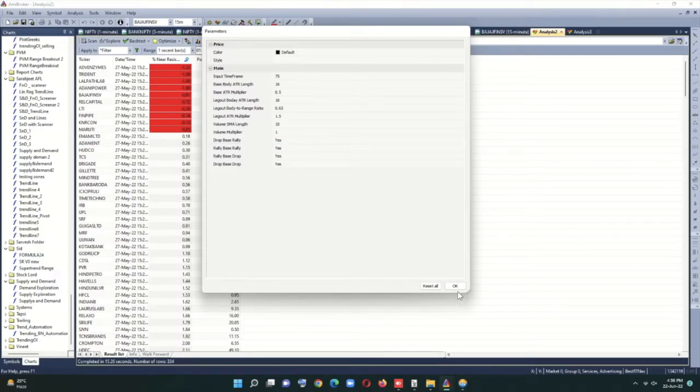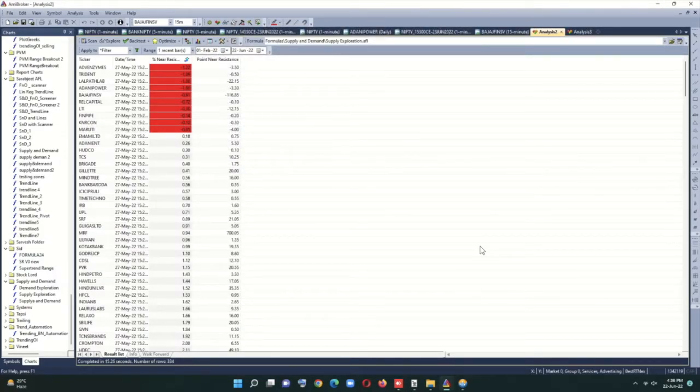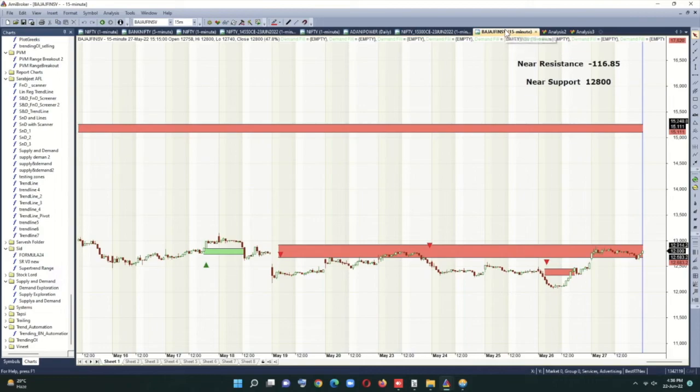So many things you can do. It's a whole bunch of multiple supply and demand ideas I have coupled and put in it. So you should use it.